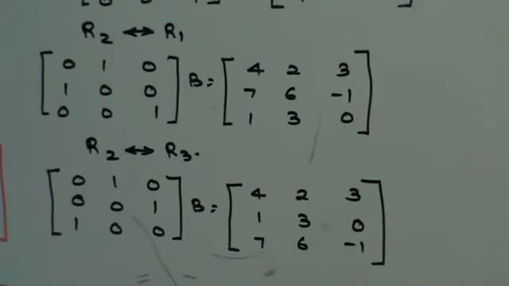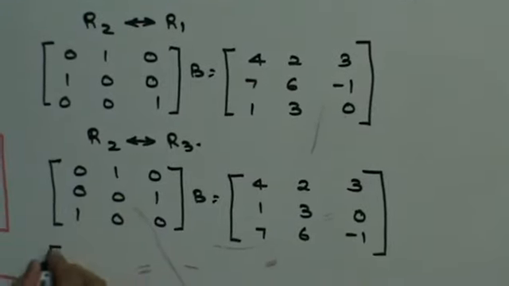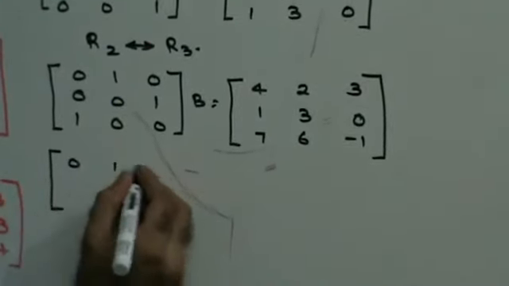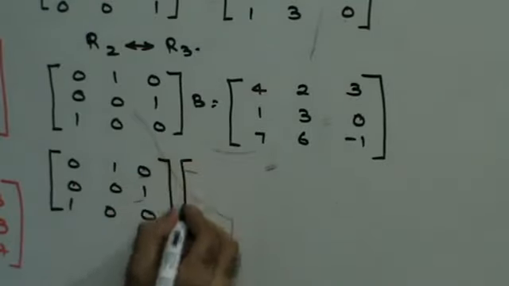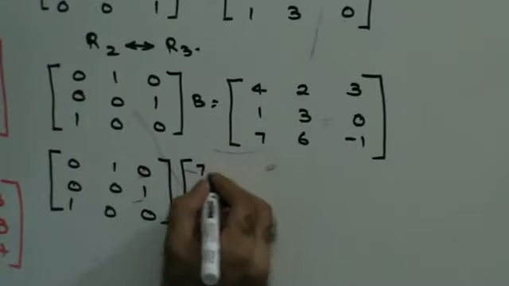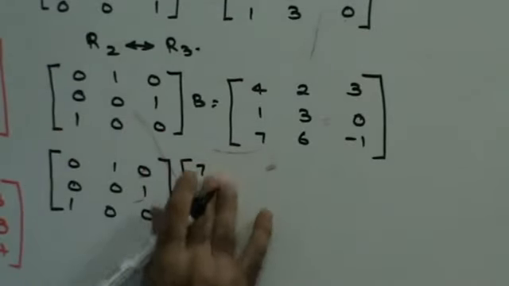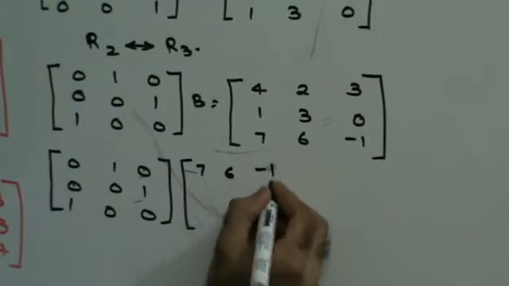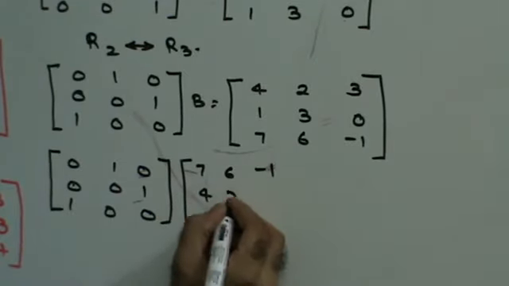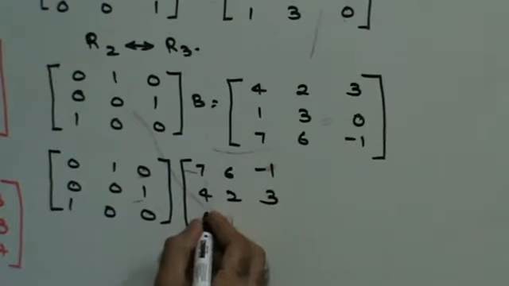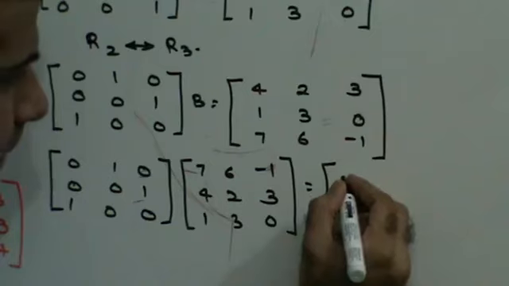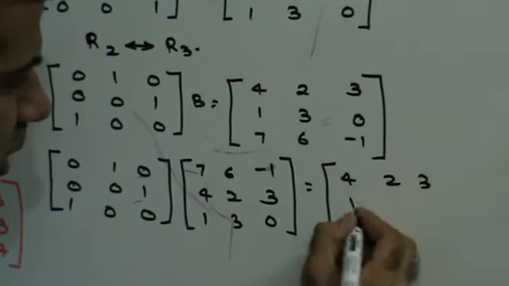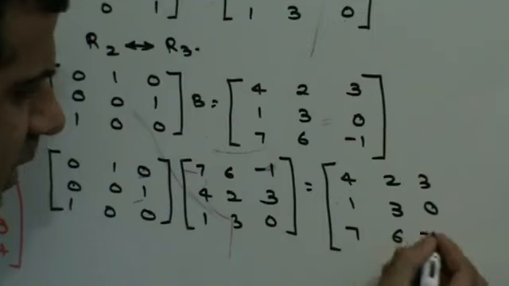Right? Now, in that case, this is nothing but 0 1 0, 0 0 1, 1 0 0 into B. We know that the value of B is 7 6 minus 1, 4 2 3 and 1 3 0, which is equal to this: 4 2 3, 1 3 0, 7 6 minus 1.